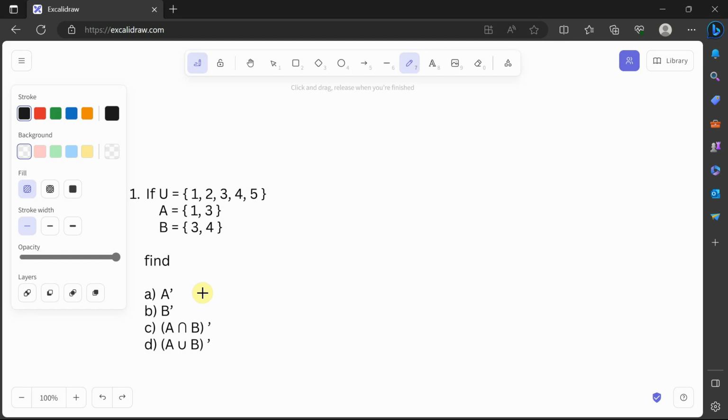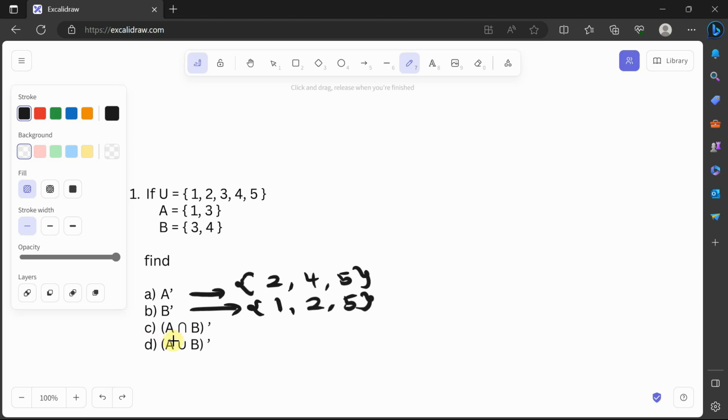So for the A prime, we can easily denote this and say A prime is what? So what is in the universal set that is not in A? Obviously, we can see that 2 is not in A, 4 is not in A, 5 is not in A. So our answer here should be 2, 4, 5. Our B prime will be what is in the universal set that is not in B. So we can see that it will be 1, 2, and 5, right? So that will be 1, 2, 5.